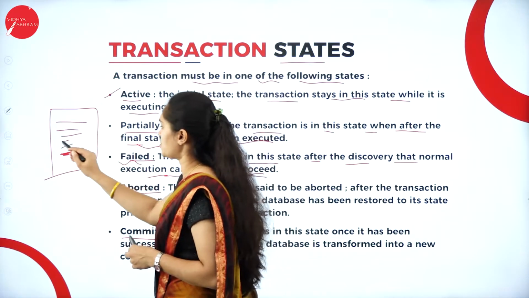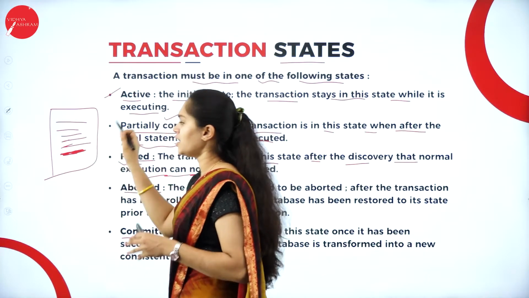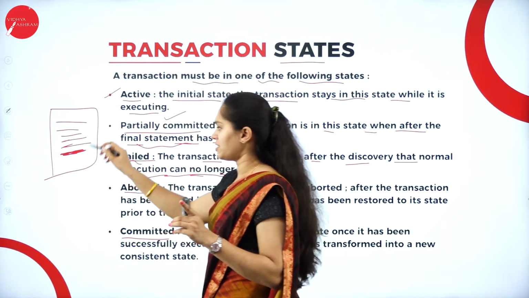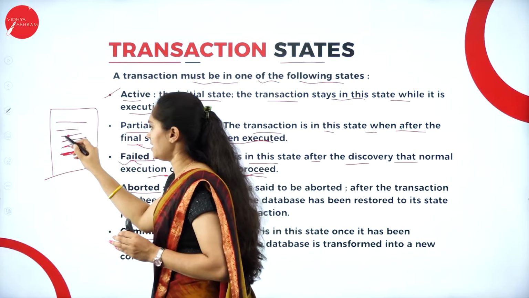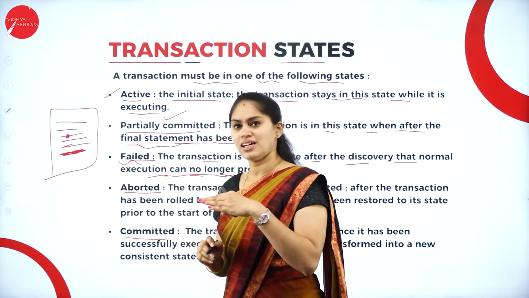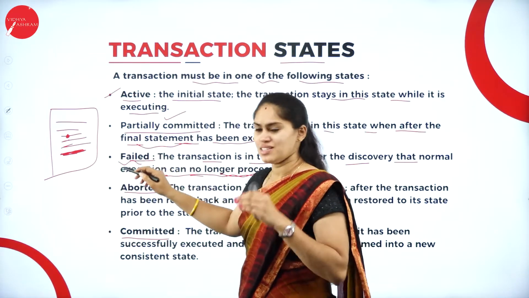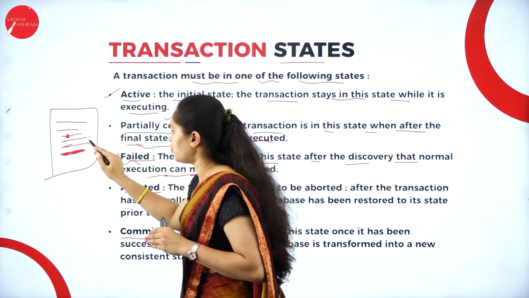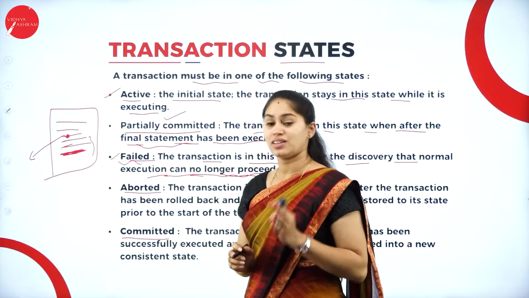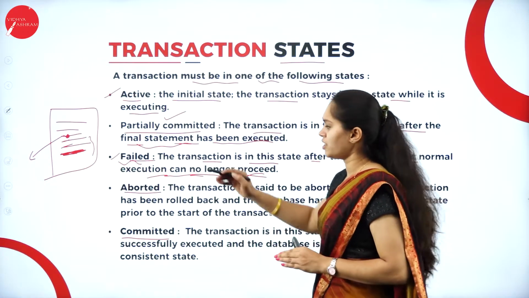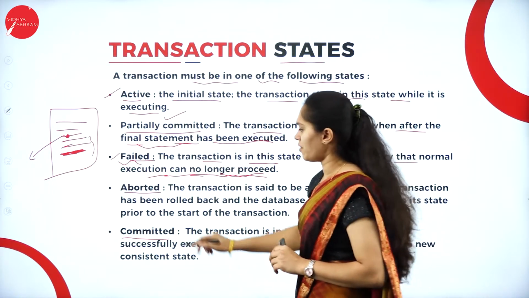For example, just imagine I have this many set of operations in one particular transaction. In between, if I get stuck in this transaction stage and I consider this a failed state, I can't move further. So I just need to walk out from this transaction. That stage will be considered as what? Failed state. So next, what do we have here?